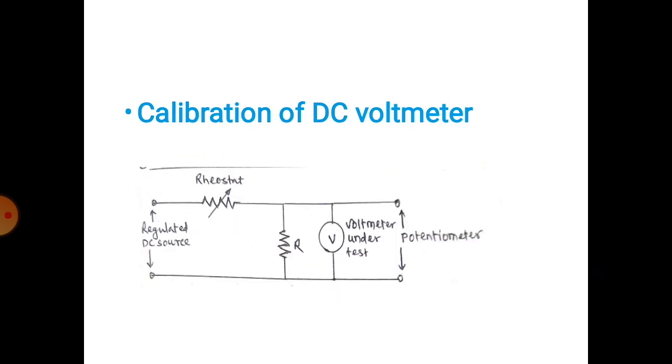Next, calibration of DC voltmeter. The voltmeter to be calibrated is connected across the same two points as the potentiometer and should therefore indicate the same voltage. The rheostat is placed in the circuit to control the current through the resistor R. Therefore, the drop across R can be varied so that several points on the voltmeter can be calibrated.